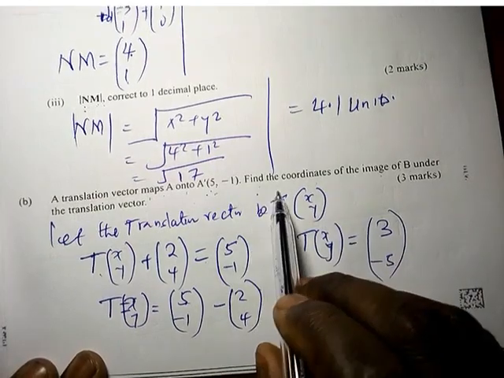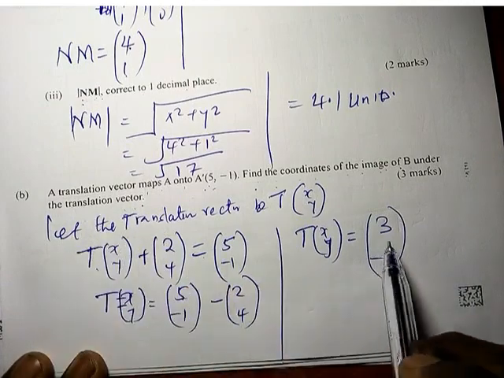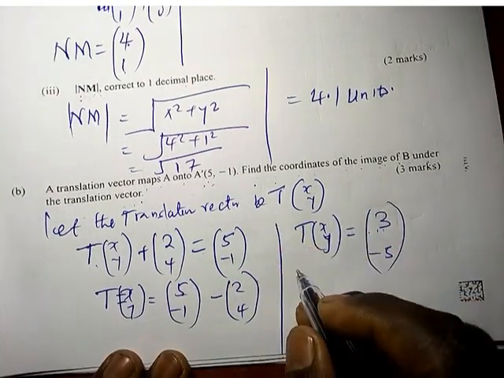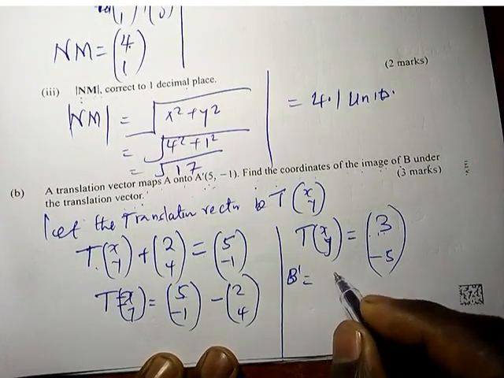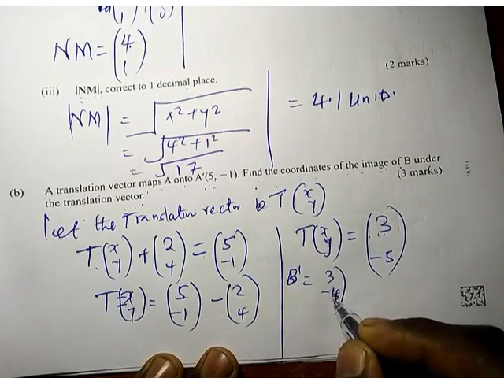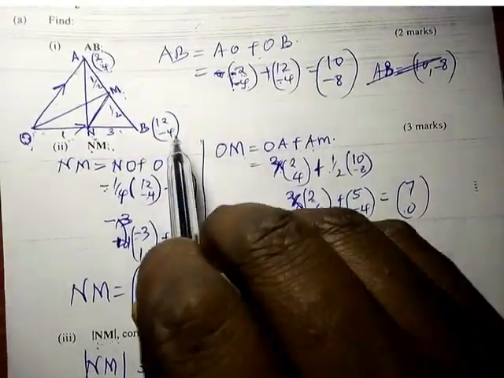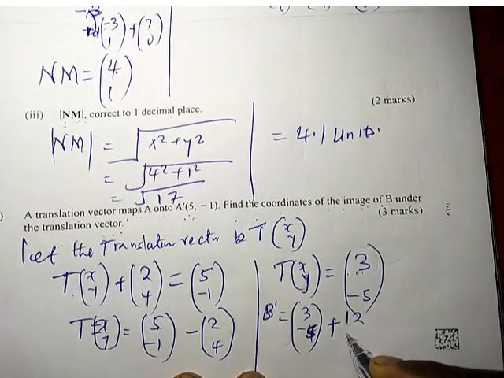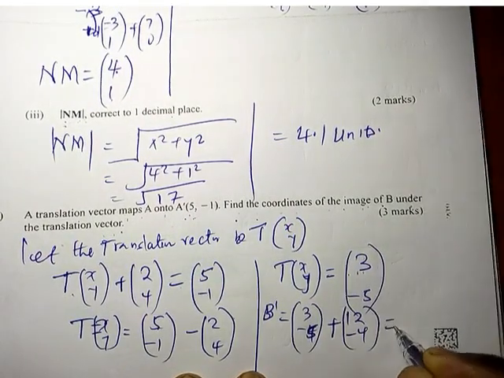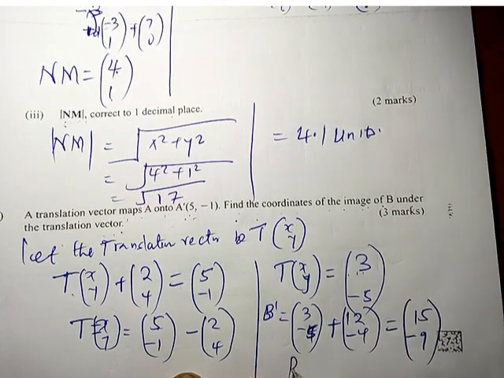But we were told find the coordinates of the image of B under the same translation. Now, tushapata the translation. So B prime, we are looking for B prime, will be 3, -5, which is our translation, plus the object coordinate, which is 12, -4, and that one will give us 15, -9, and that is B prime, 15, -9.